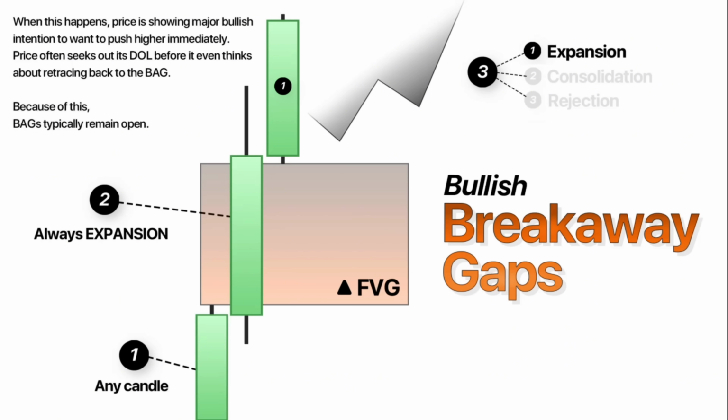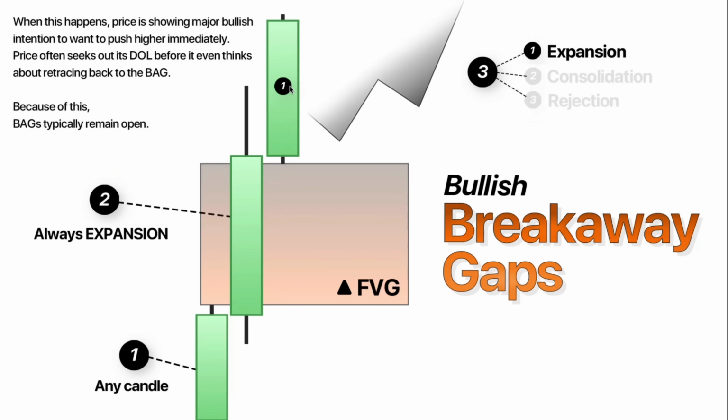actually gets retraced into. What you see in front of you is a breakaway gap. This is when the 3rd candle is an expansion candle and closes above the 2nd candle's high. This creates an expansion candle showing strong upside momentum. When this happens, price is showing major bullish intention to want to push higher immediately. Price often seeks out its draw on liquidity before it even thinks about retracing back into that fair value gap. Because of this, breakaway gaps typically remain open.